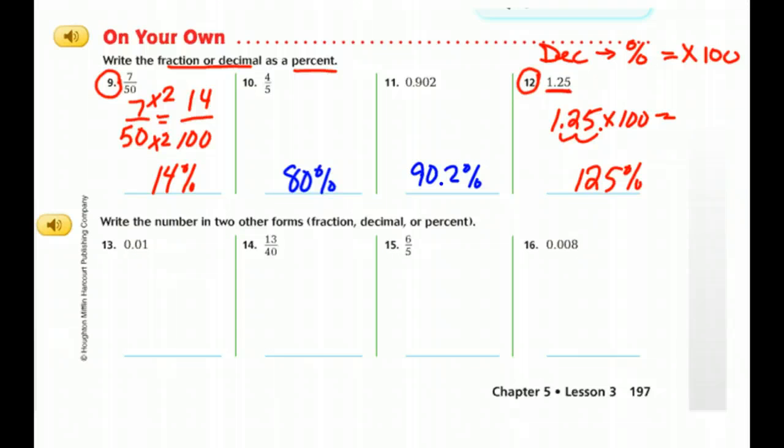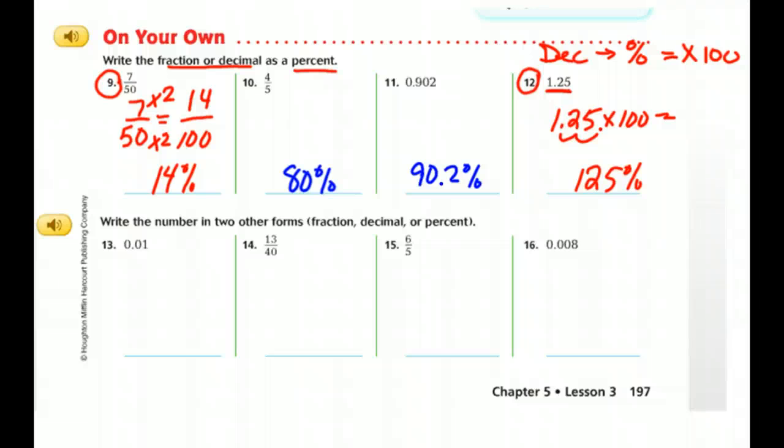Alright, next set of directions. Write the number in two other forms: fractions, decimals, and percents. I would like you to go ahead and pick any two that you would like. Your choice. So I would either go 13 or 14, and then 15 or 16, so you get at least one fraction and one decimal conversion. Go ahead and pause the video, pick your two, and I'll share the answers in a second. Okay, thank you for pausing the video.